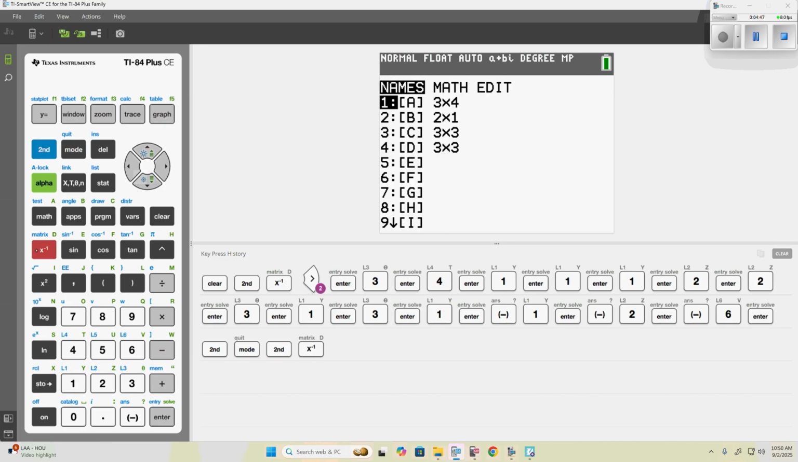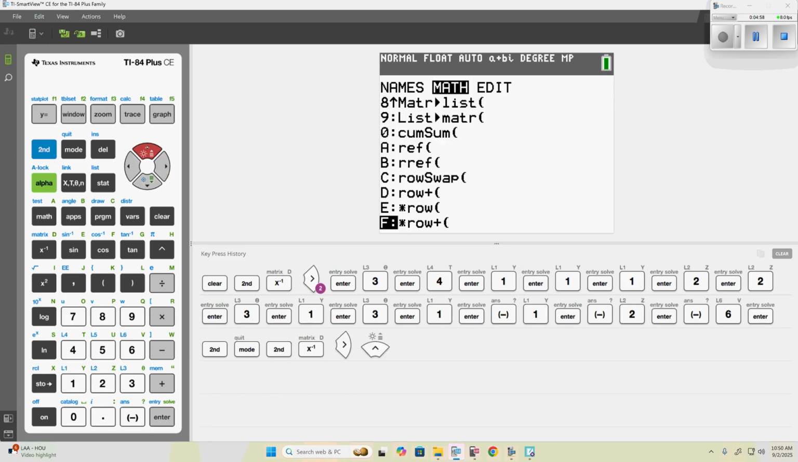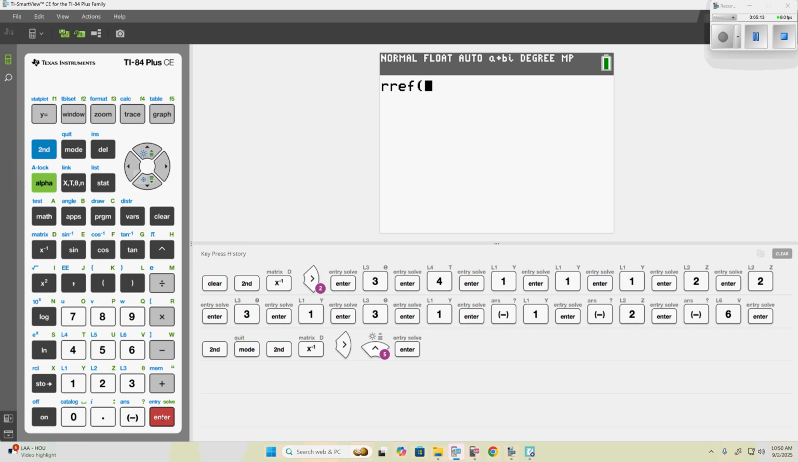Now the next thing we're going to do is go second matrix, but this time we're going to go over to math. Now what we want to find is the RREF. So we're going to go up or down and find RREF, reduced row echelon form. Once you have that selected, hit enter. Scroll up or down and find RREF. So we should be here.